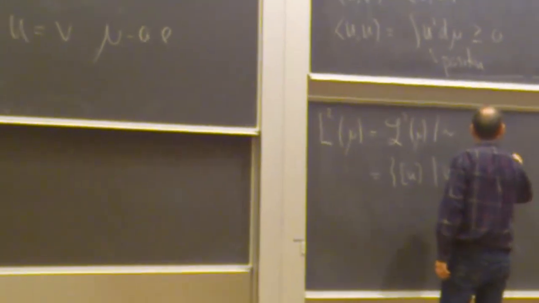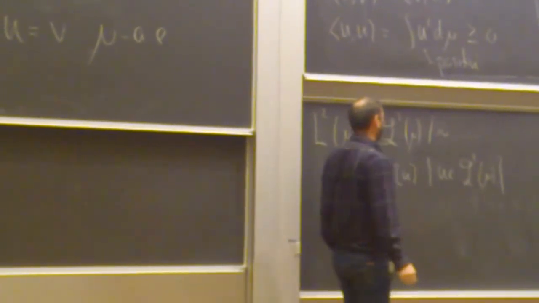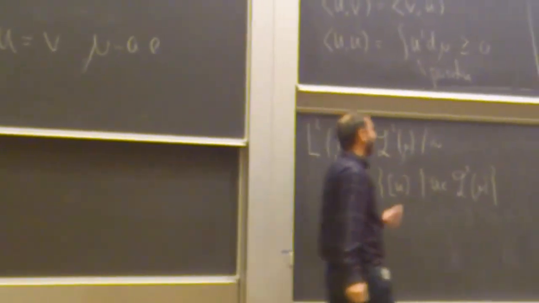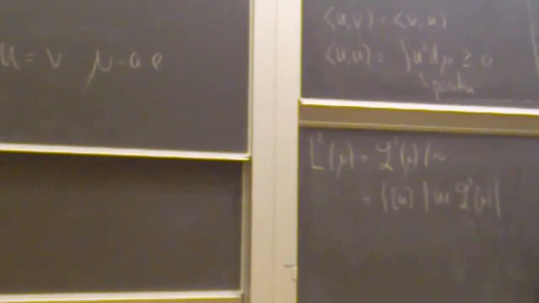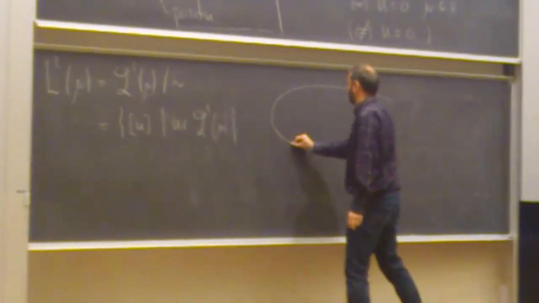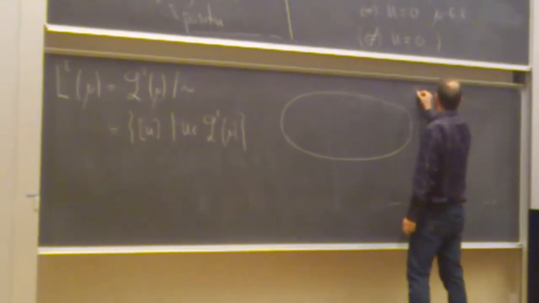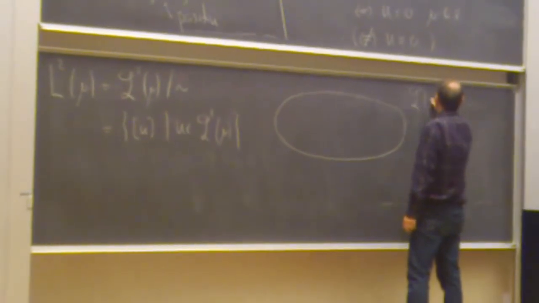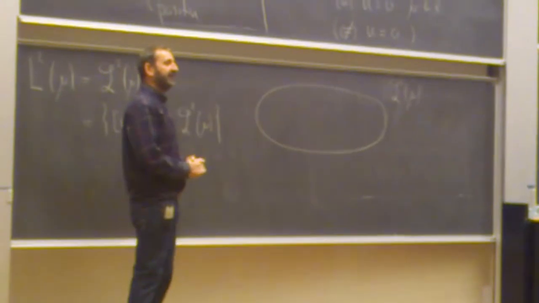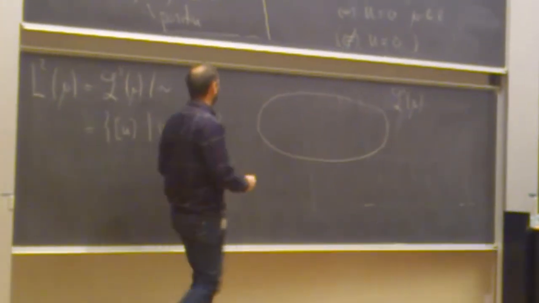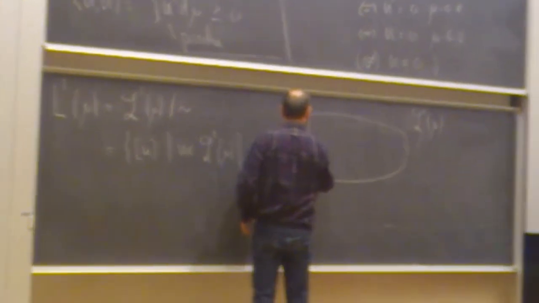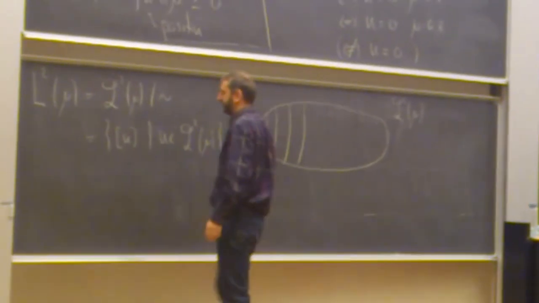My guess is that many of you have not really seen this before. It's kind of an abstraction. Let me try to make some drawing of what is happening. You can view L2 of mu, think of it as being a sausage, a big sausage. Then what you do is you slice it. And each slice is an equivalence class.